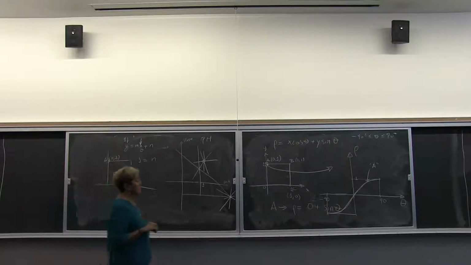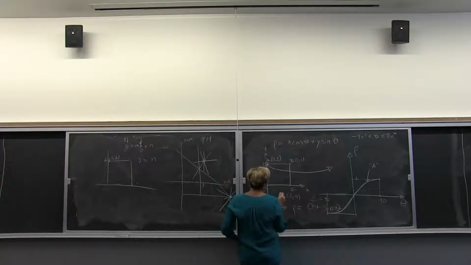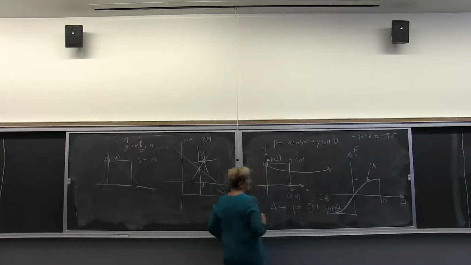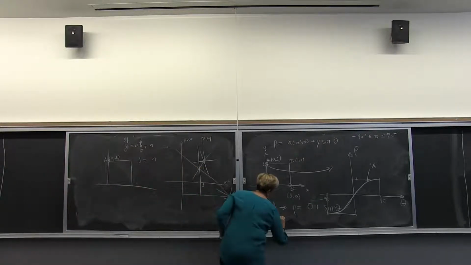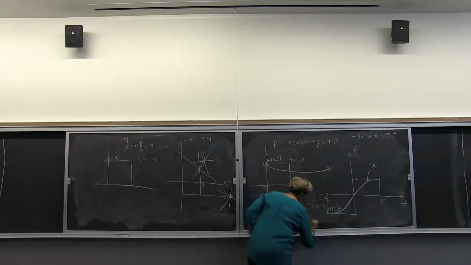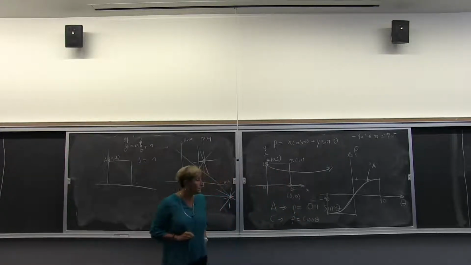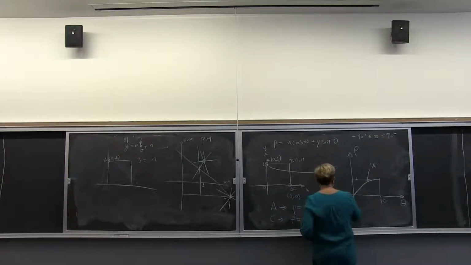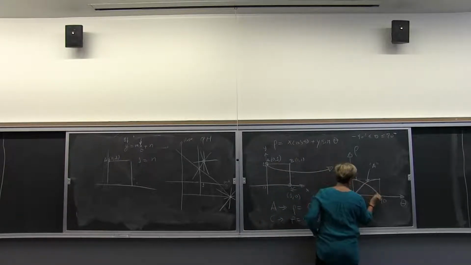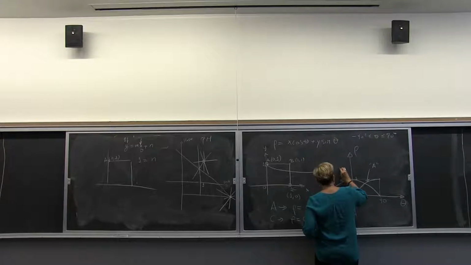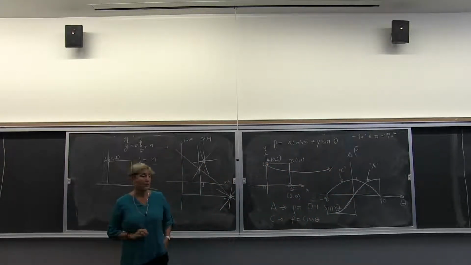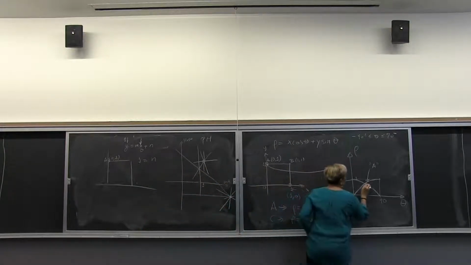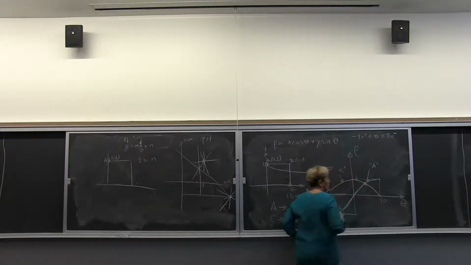Now let's do the Hough transform of C. What's the Hough transform of C? C will be rho is equal to cosine theta. So let's draw cosine. This is C. How about this point over here? Where's that point?